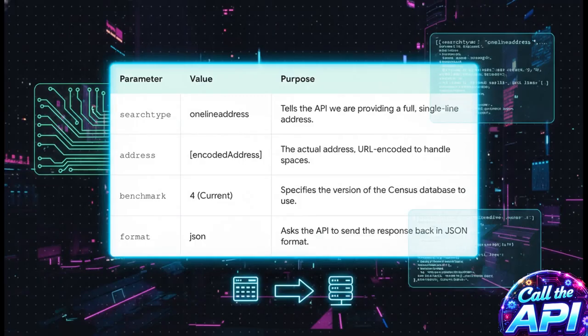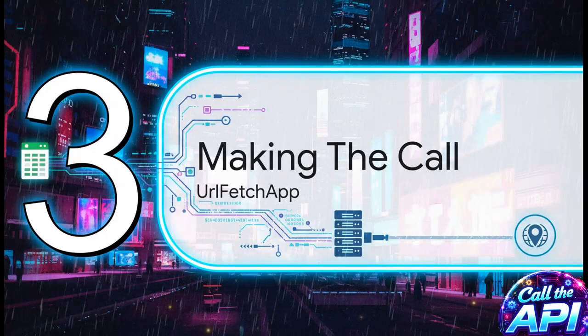And here's the anatomy of that question. Each little piece is called a parameter, and it tells the API exactly what we want. We set search type to one-line address because, well, that's what we have. The address parameter is, of course, the actual address from our sheet. Benchmark tells it to use the most current census data. And this last one is really important. We set format to JSON. That tells the API to send its answer back in a structured, computer-friendly format. Okay, so we've carefully put together our order. Now we actually need to send it.